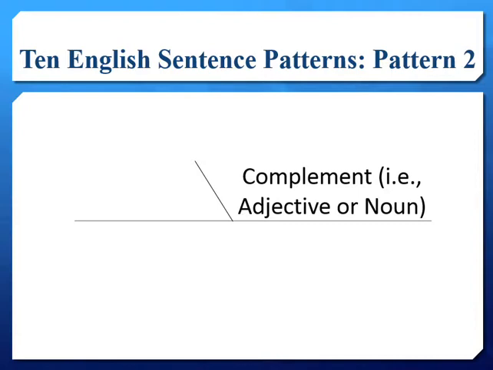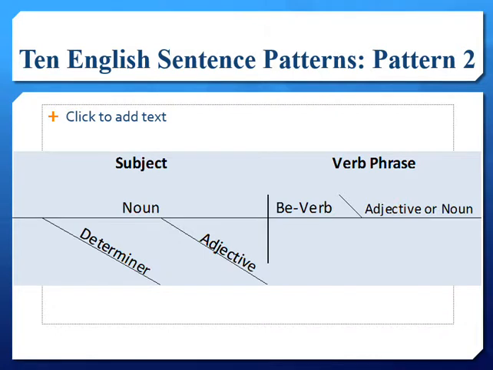Any complement following a be verb is written on a flat line after a slanted line as shown. A complement can be an adjective or noun that describes another noun, whether the modified noun is a subject or object. When talking about sentence pattern 2, we will refer to the complement modifying the subject. In the diagram, an adjective or noun will follow a slanted line after the be verb to show that it modifies the noun as the subject in sentence pattern 2.